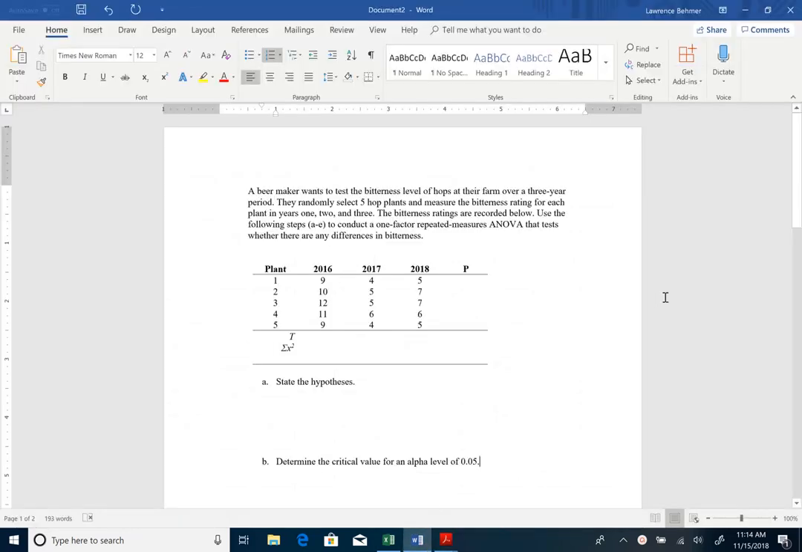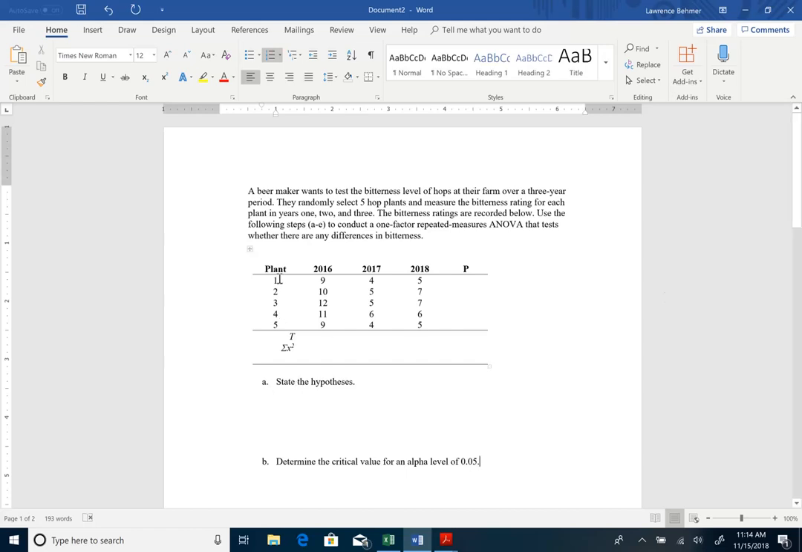All right, so a beer maker wants to test the bitterness level of hops at their farm over a 3-year period. They randomly select 5 hop plants and measure the bitterness rating for each plant in years 1, 2, and 3. The bitterness ratings are recorded below. Use the following steps to conduct a one-factor repeated measures ANOVA to test whether there are any differences in bitterness between the 3 years.